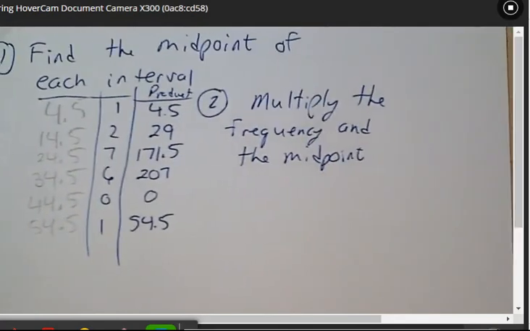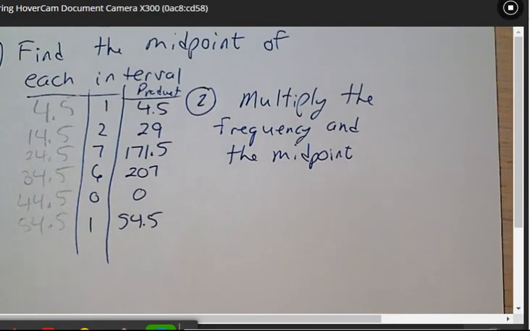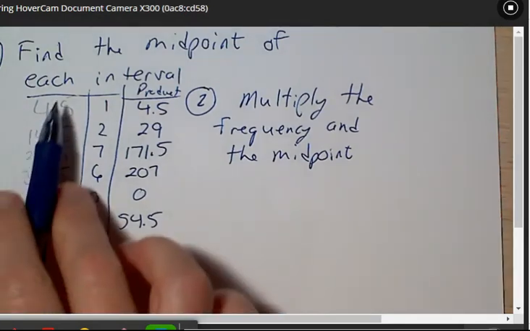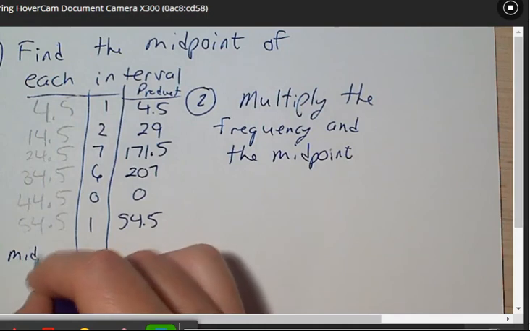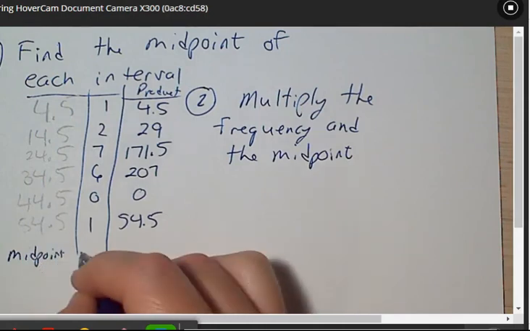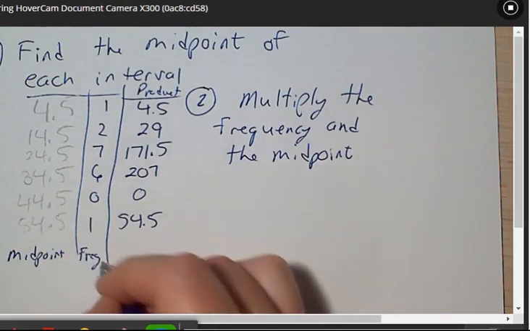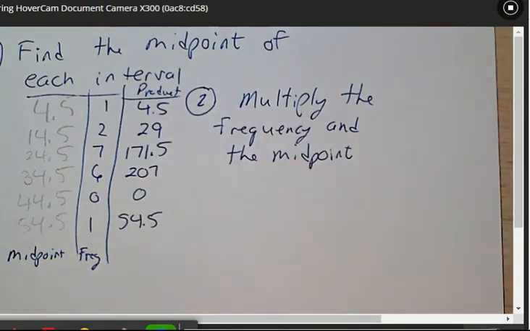Okay, so I'm going to go ahead and pull this over. So find the midpoint of each of the intervals. Basically, you're starting it almost over here. You've got the midpoints now. Still got our frequency. So we're going to multiply those two together to get these numbers that are here.